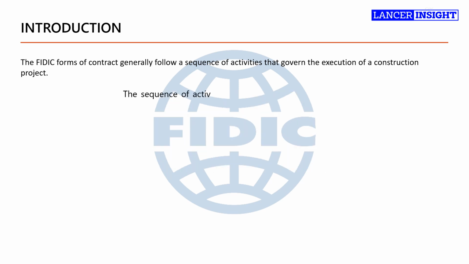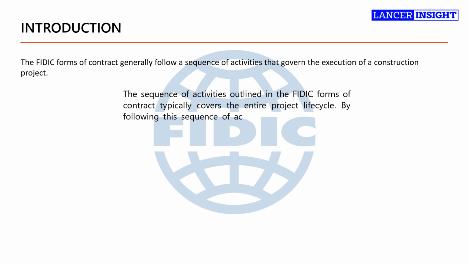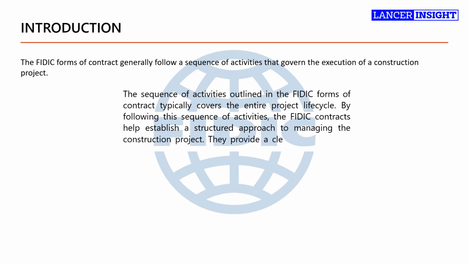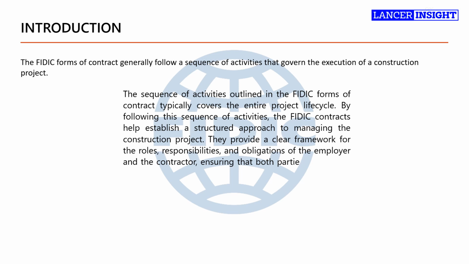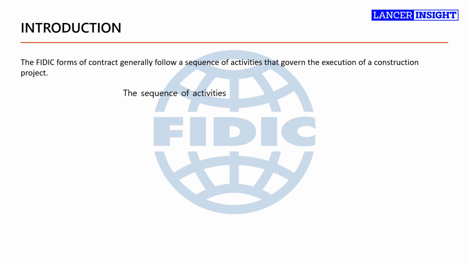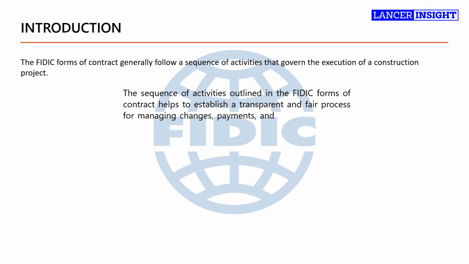The sequence of activities outlined in the FIDIC forms of contract typically covers the entire project life cycle. By following this sequence of activities, the FIDIC contracts help establish a structured approach to managing the construction project. They provide a clear framework for the roles, responsibilities, and obligations of the employer and the contractor, ensuring that both parties understand their duties and work together effectively. The sequence of activities helps to establish a transparent and fair process for managing changes, payments, and dispute resolution.